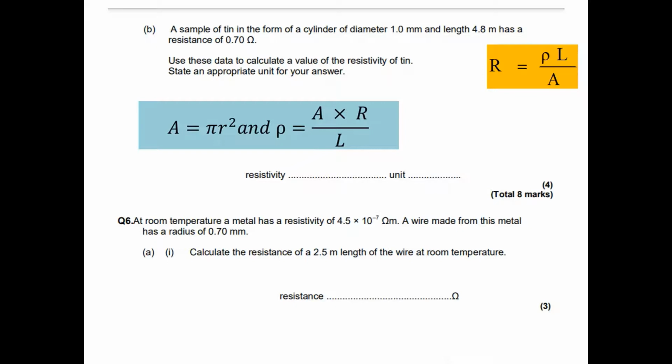Let me just state what the question is below, question 6. At room temperature, a metal has a resistivity of 4.5 times 10 to the minus 7 ohm meters. A wire made from this metal has a radius of 0.70 millimeters. Calculate the resistance of a 2.5 meter length of a wire at room temperature.